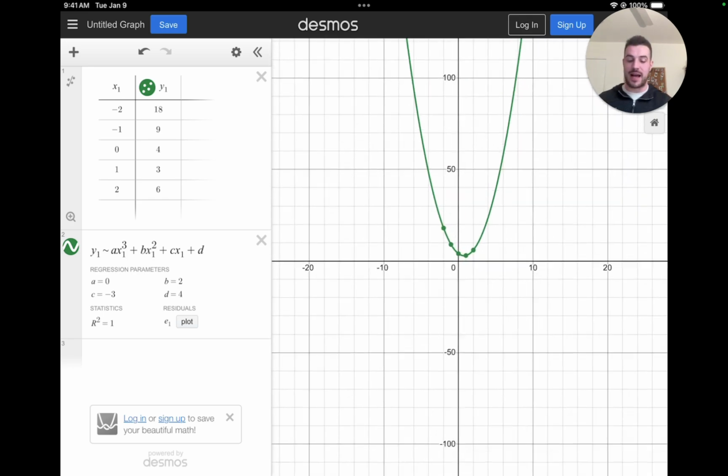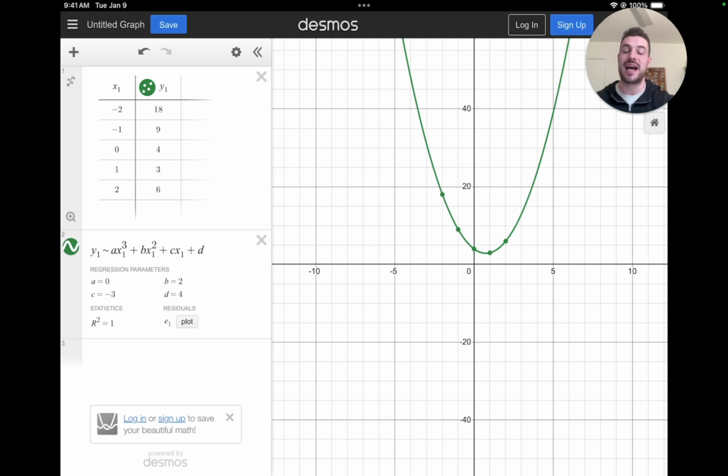Now, I've got what looks like a quadratic, but technically this is the cubic equation here, right? ax1 to the third plus bx1 to the second plus cx1 to the first plus d, which is x to the 0. Now, the a value here would just be 0, and all that's telling us is that really a quadratic is the best fit.